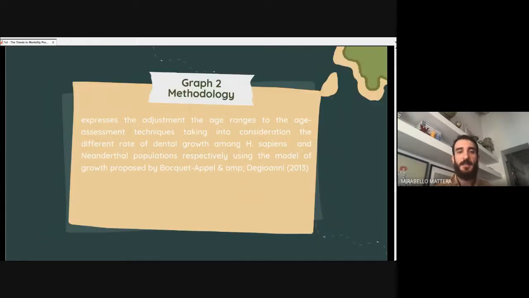We made another, control database for another graph that expressed the adjustment of the age to the age assessment techniques, taking into consideration the different rates of dental growth in the populations of Homo sapiens and Neanderthals, taken always from Bocquet-Appel. So the next slide. Next slide, please.